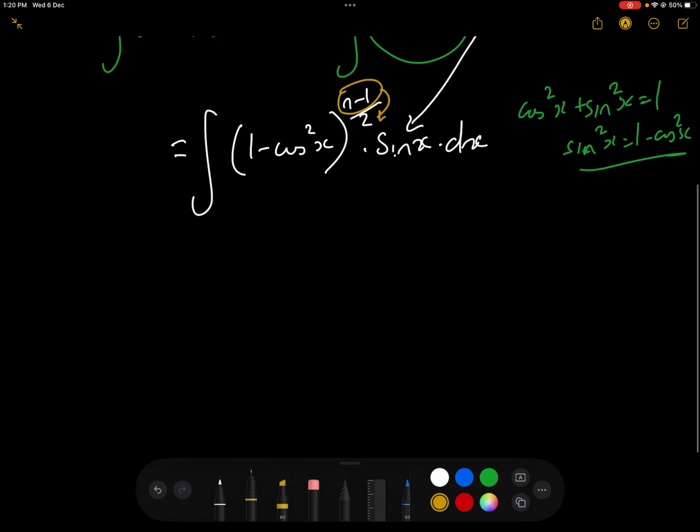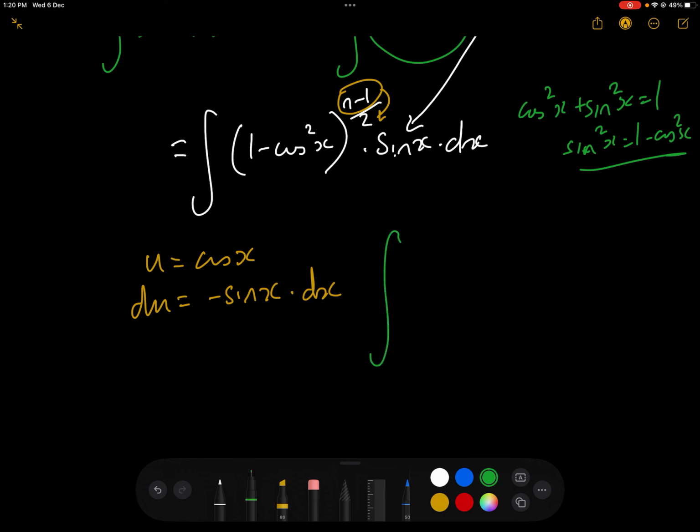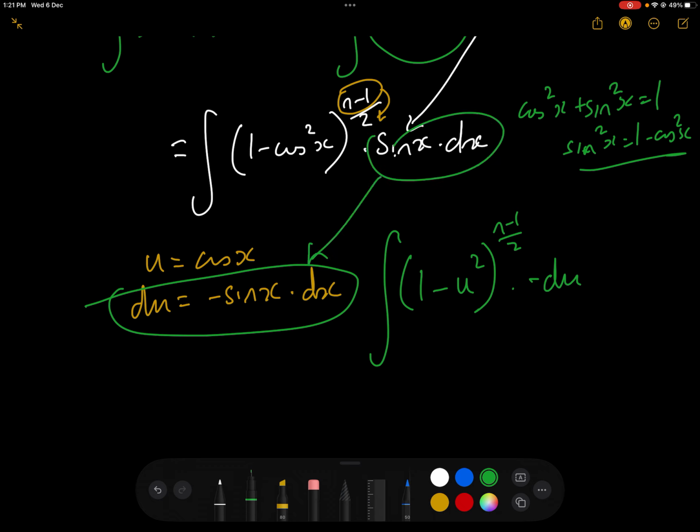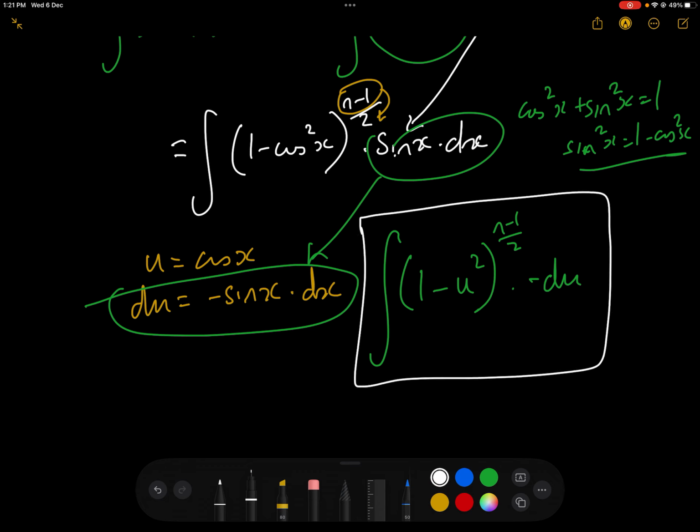What can we do with this integral? Well, we use the substitution u equals cos x, so that du equals minus sine x dx. When we amend our integral using the substitution, we get 1 minus u squared to the power of (n minus 1) over 2 times minus du, because we're just replacing sine x dx by minus du, and now we have a relatively simple polynomial to integrate.